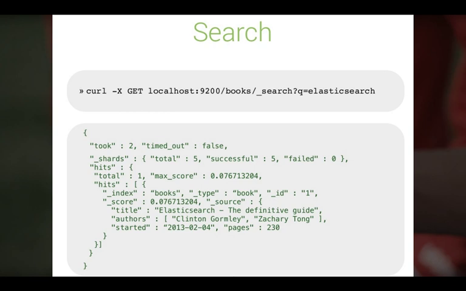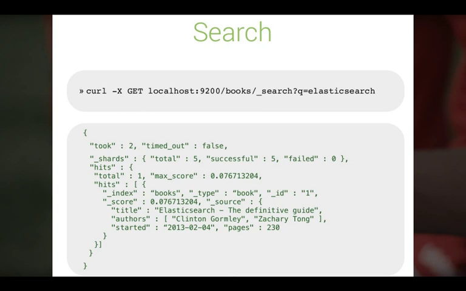So on successful, you can see 5. Failed 0 means none of the shards failed. Then we have the hits object. In that you can see total equals 1. When we queried for Elasticsearch, we got one relevant result, and max score shows how relevant that search was.